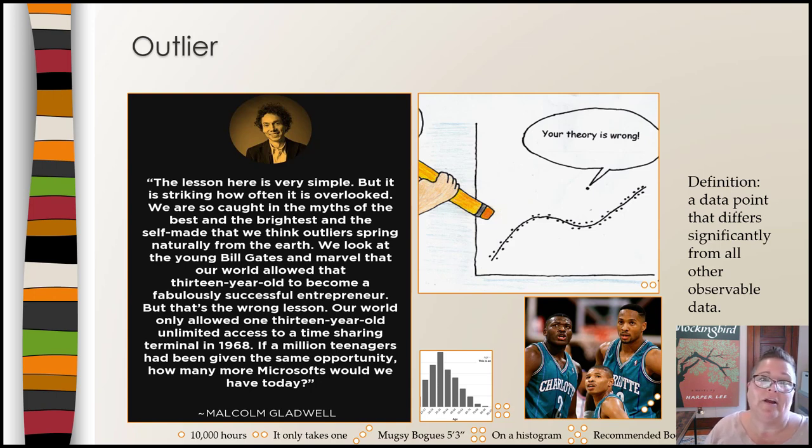You can see an outlier on a histogram by looking at the data point that is outside of all the rest, the same as we can on this line graph where it says your theory is wrong. Now, outliers are not just statistical anomalies. Outliers are things that we aspire to be, much like Muggsy Bogues, much like Bill Gates, and probably you have someone who has done something amazing within your life, or perhaps someone that you look up to. And they are probably in some way an outlier.